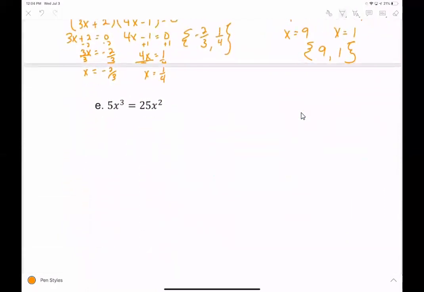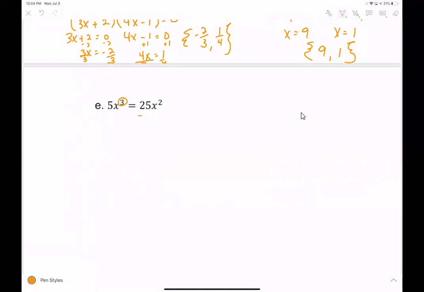This last example, I'm going to erase this. We are going to solve, and if you look at this, notice that this is not a linear equation, and the reason it's not linear is because of the 3 here. It's a degree of 3. That tells me I'm going to have 3 solutions, but in order to solve a polynomial, what I need to do is get everything on one side equal to 0.